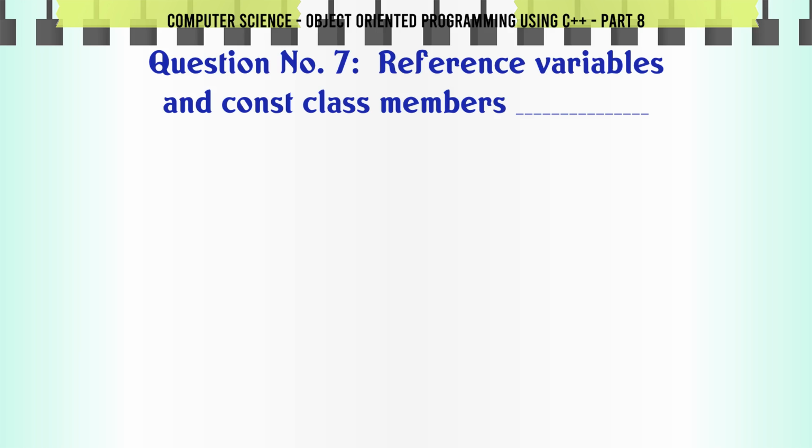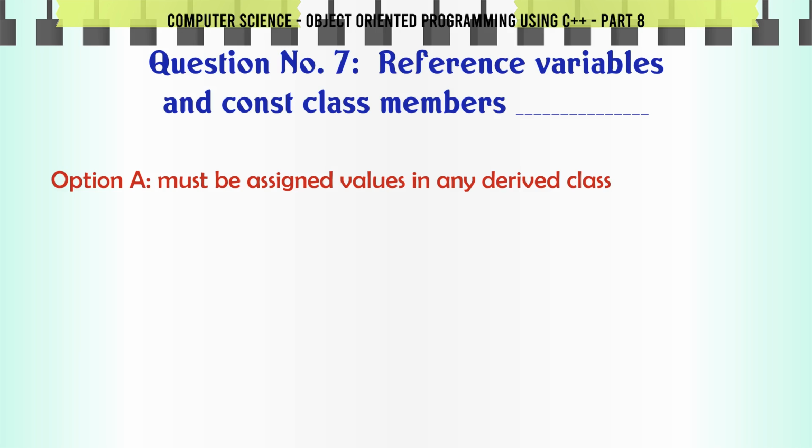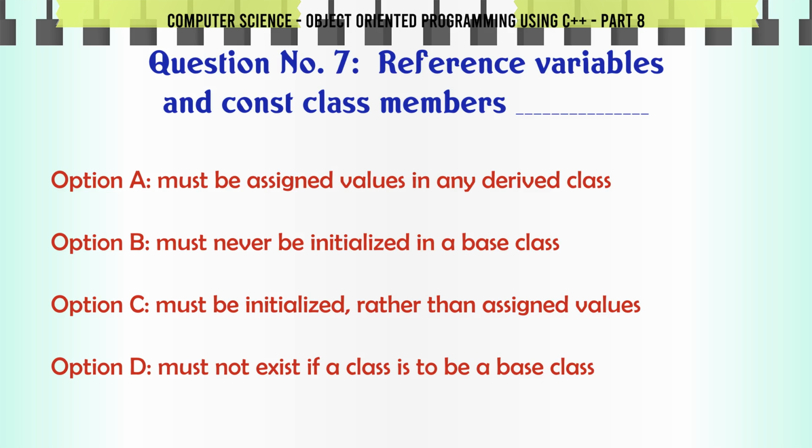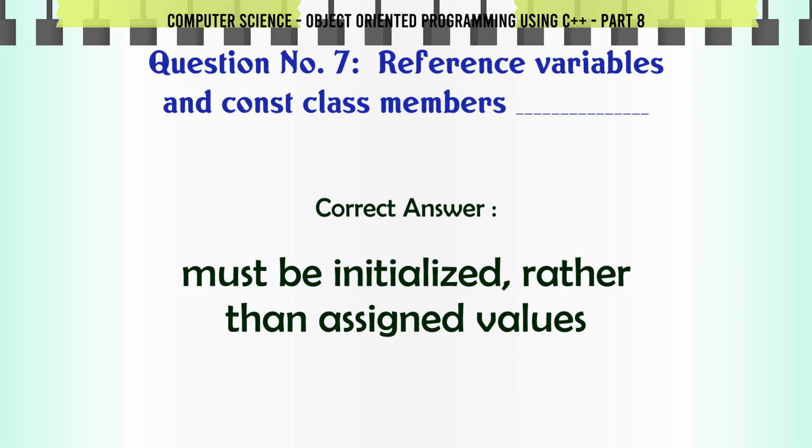Reference variables and const class members: A. must be assigned values in any derived class. B. must never be initialized in a base class. C. must be initialized rather than assigned values. D. must not exist if a class is to be a base class. The correct answer is must be initialized rather than assigned values.